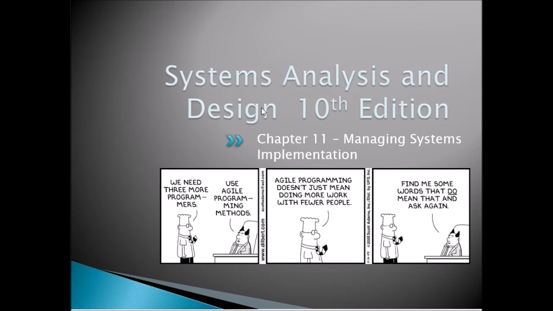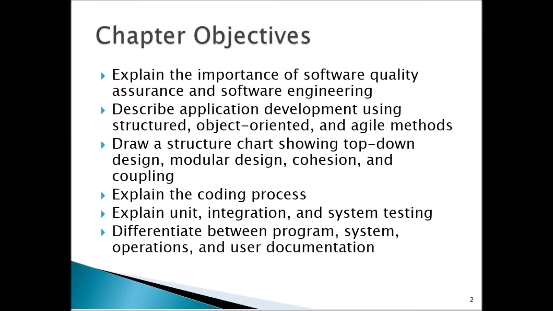All right, now let's go ahead with Chapter 11. This is Managing Systems Implementation. The chapter objectives are to explain the importance of software quality assurance and software engineering, describe application development using structured, object-oriented, and agile methodologies, draw a structure chart showing top-down design, modular design, cohesion, and coupling.